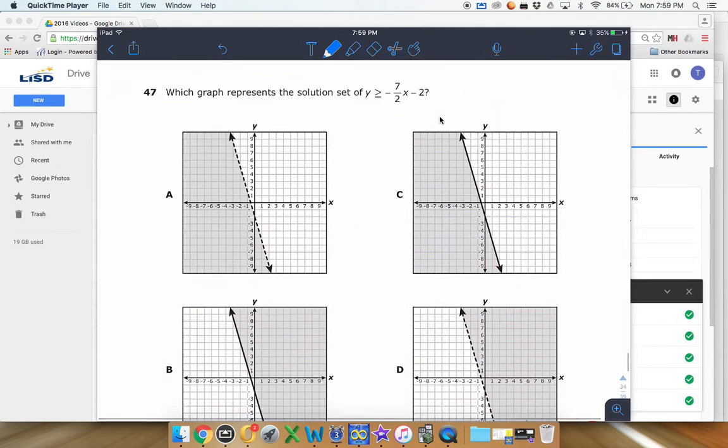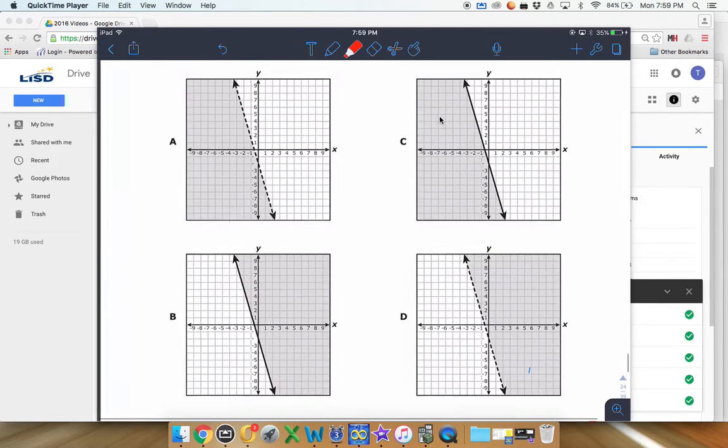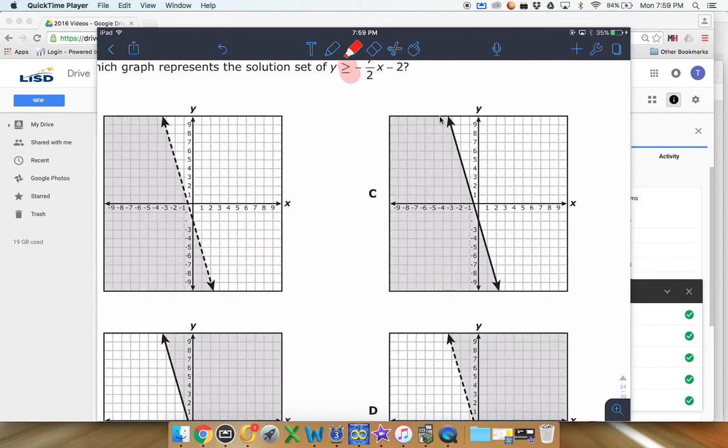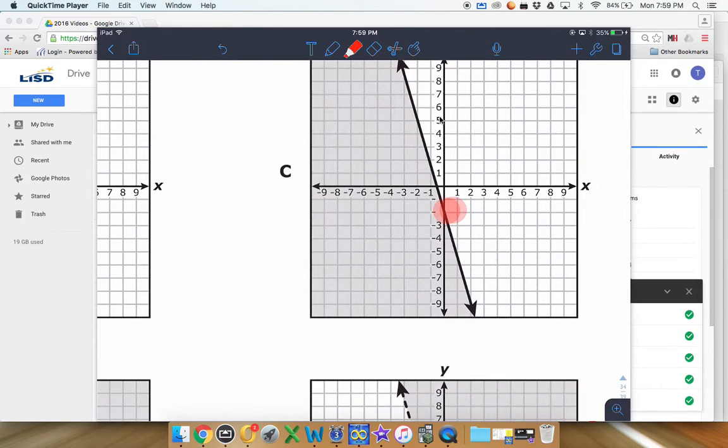47, which graph represents the solution set of y is greater than or equal to -7/2 x minus 2. Notice that all of these graphs, if you're just looking at the lines, all the lines have the same thing going on. They got the y-intercept at -2 on each of these. Yep, there's -2 on that one. I think all the other ones are the same.